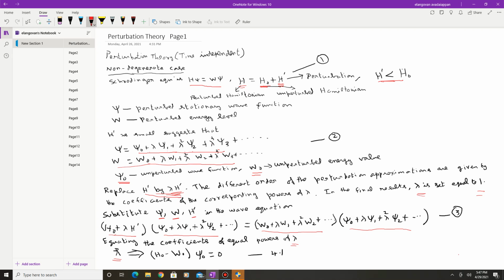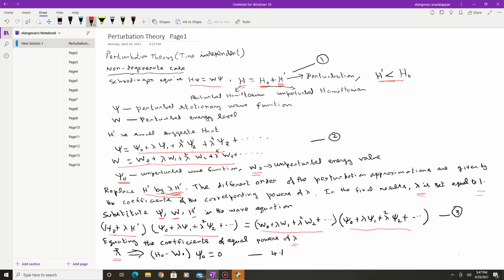Here, H naught plus lambda H prime into psi naught plus lambda times psi 1 plus lambda square psi 2, etcetera. So this is the left hand side. The right hand side is W naught plus lambda W1 plus lambda square W2, etcetera, into psi naught plus lambda psi 1 plus lambda square psi 2. So this is the right side. So this is equation 3.